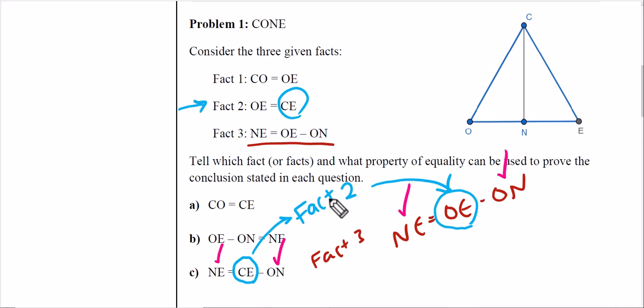Fact 2 says that CE is OE. So instead of CE, I can replace that with OE. Now this is a direct replacement, or in other words, a direct substitution. So we use the substitution property to go ahead and get that. So we started with fact 3, but we substituted fact 2 to replace this CE with an OE.